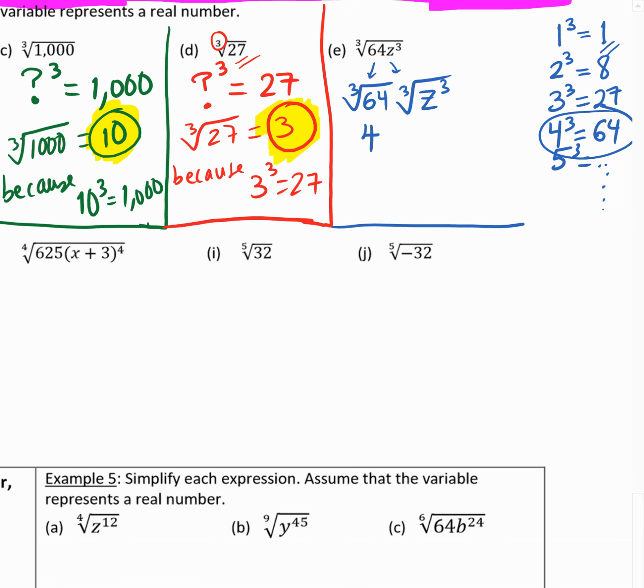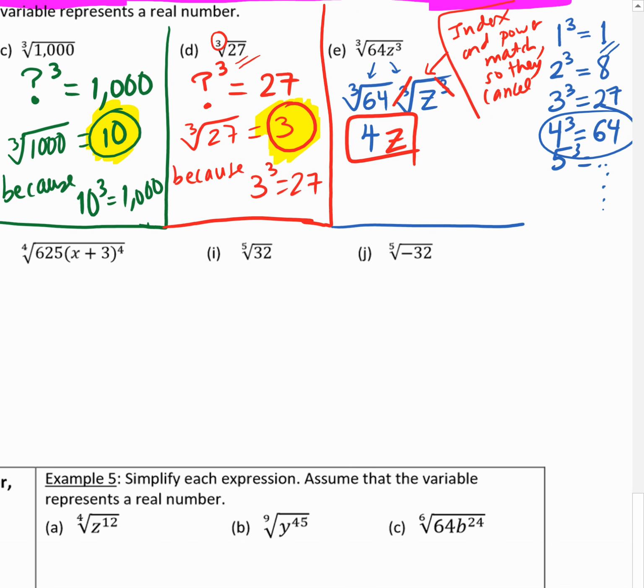And then the variable, this is saying what can be raised to the third power and give me z to the third power. Or what you can think is that since the index and the power match, they cancel. Like we've seen before. Index and power match, so they cancel. But in this instance, because it's a cube root, I actually don't need an absolute value.